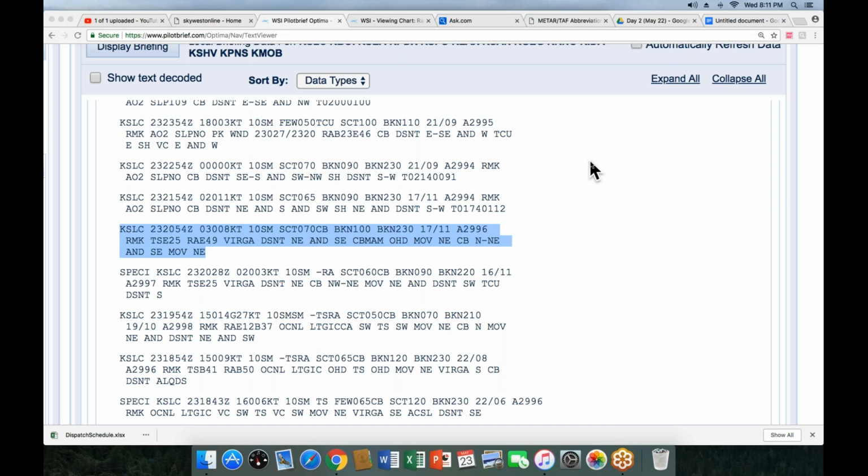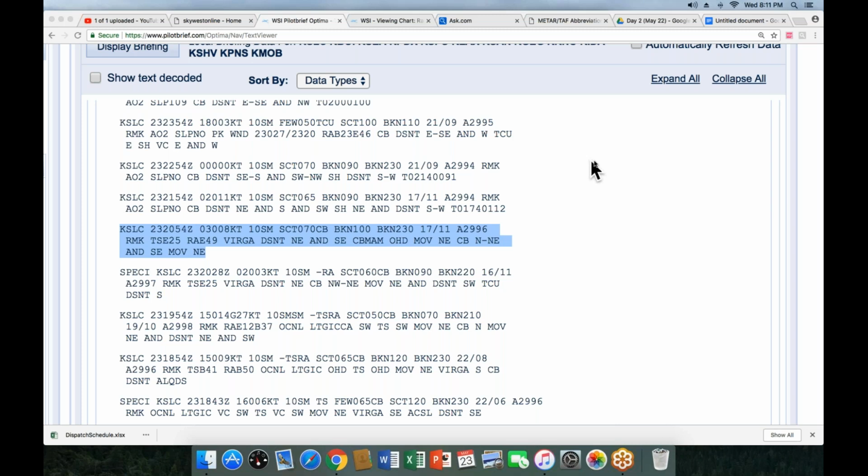One second, I'm looking up SCT. Scattered thunderstorms? Nope, just scattered clouds. Scattered clouds at 7,000 feet, cumulonimbus. Broken at 10,000, and then again at 23,000.